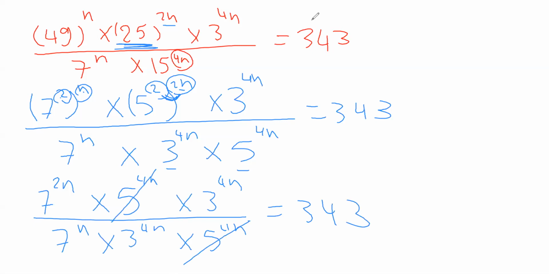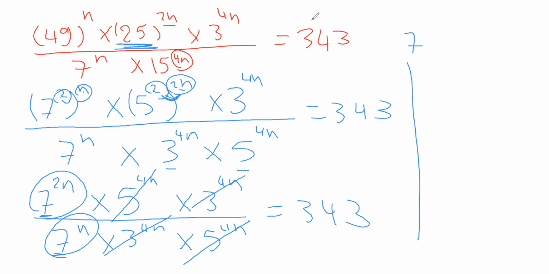And I also have 3 power 4n, which goes with 3 power 4n. The problem is with the 7: once it is 2 power n and the other is 1 power n. But because they have the same base, I can subtract the powers. 7 power 2n minus n equals 343. 2n minus n is how many n? 1n. So 7 power n equals 343.